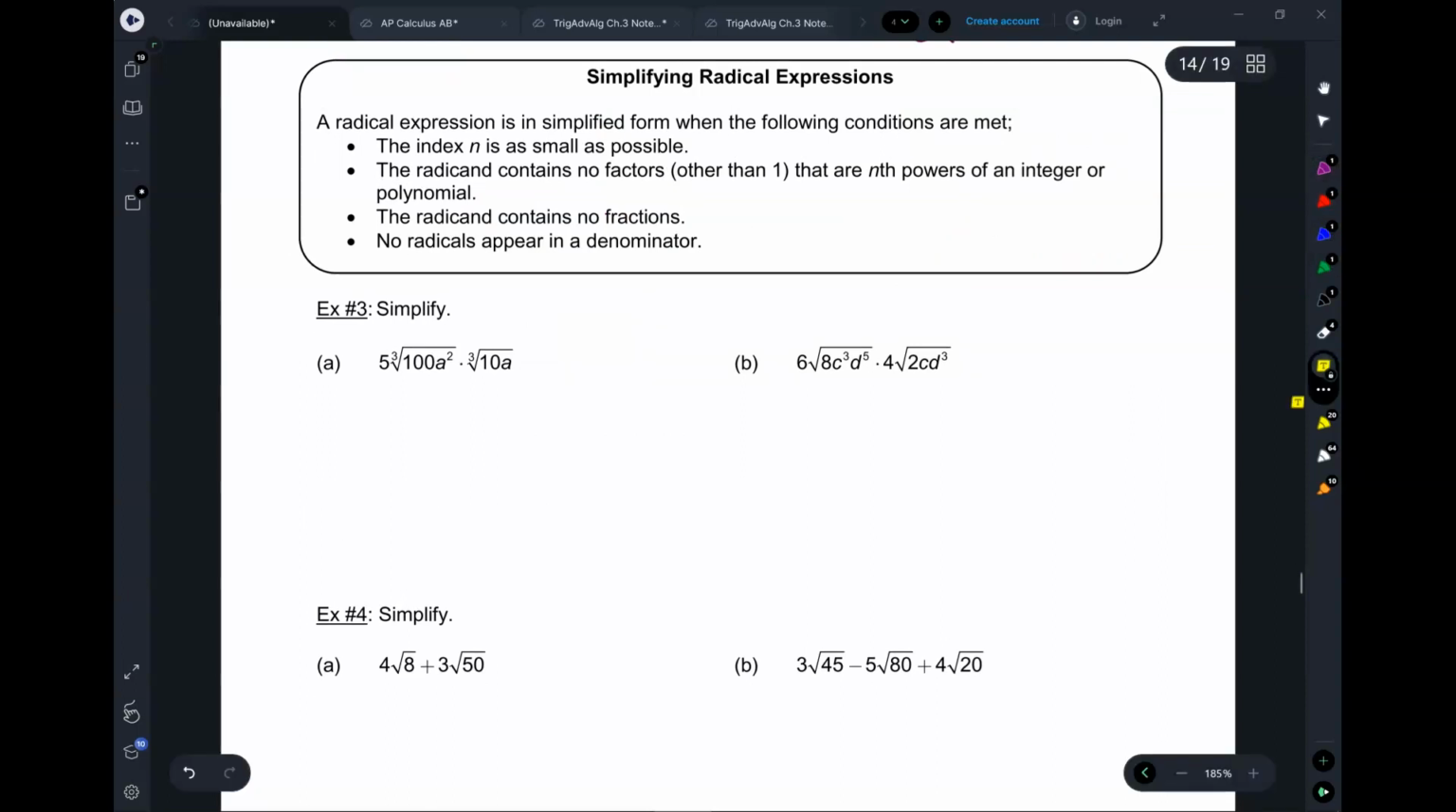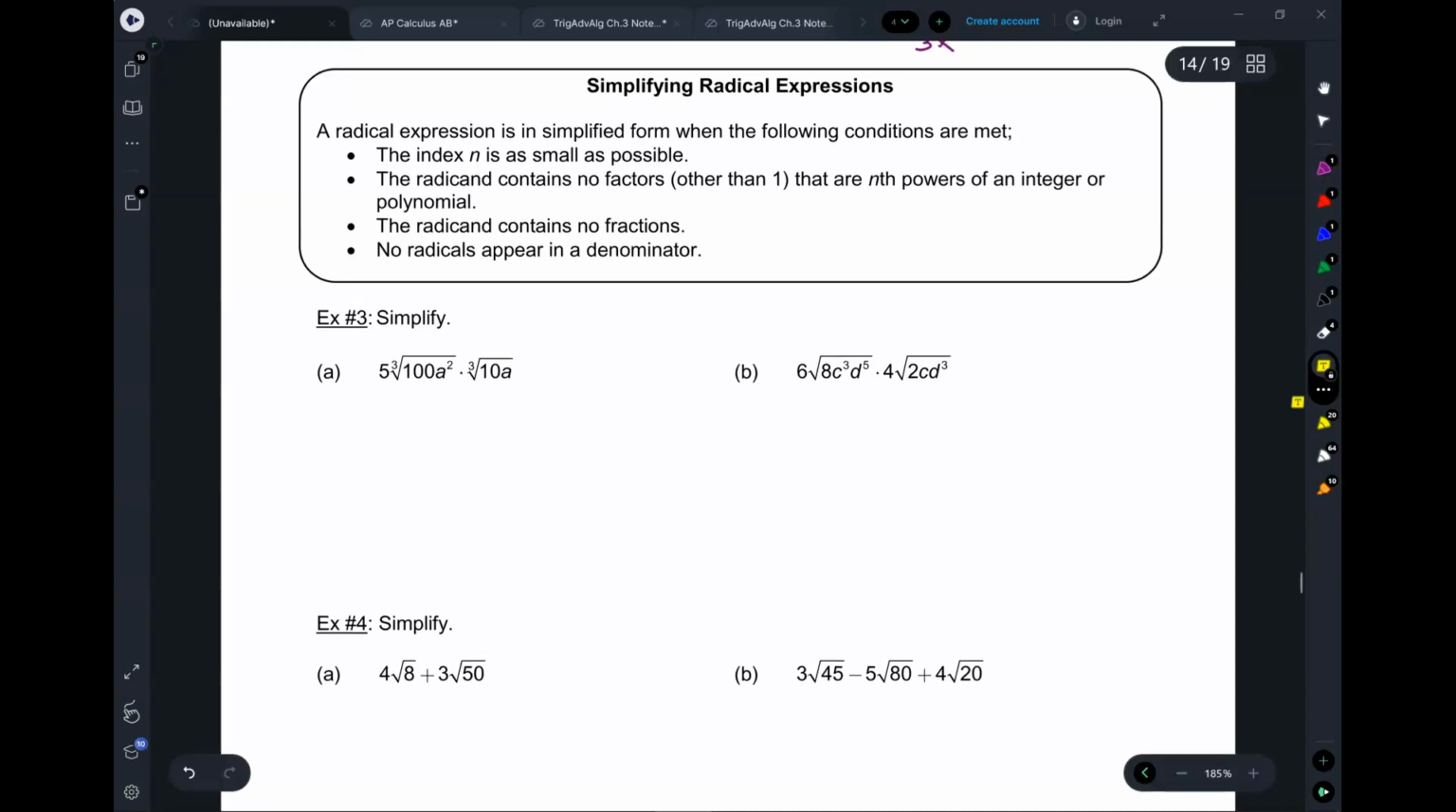So, okay, we always get asked this question, like, okay, how simplified is simplified? Well, we're going to try to break that down a little bit. So an expression is simplified when the index n is as small as possible. The radicand contains no factors that are nth powers of an integer. The radicand contains no fractions. No radicals appear in the denominator. Okay, so let's take a look at this.